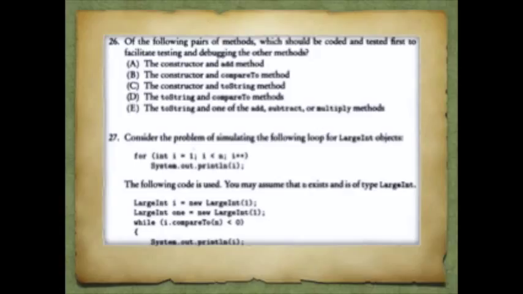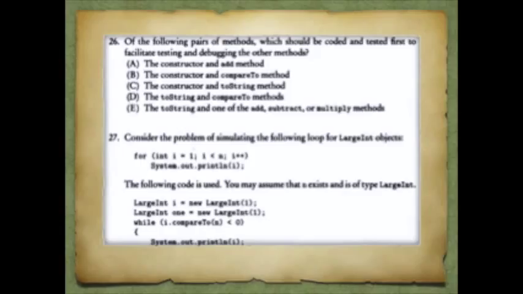So let's check. Besides, we know that the constructor is important. So let's check out all these 5 choices, and it will be easy to find that choice C, the constructor and the toString method, will be the 2 major important methods that need to be implemented before we try to do the testing and debugging of other methods. They are very, very fundamental and helpful. So the choice is C.